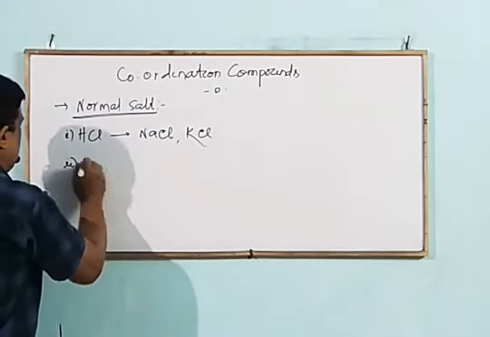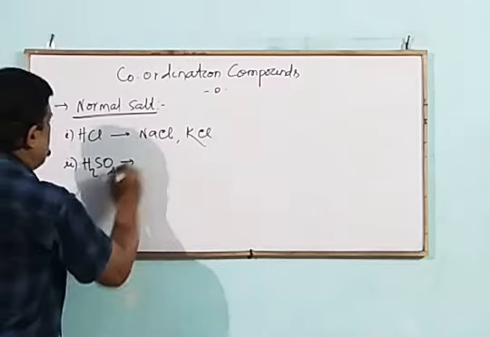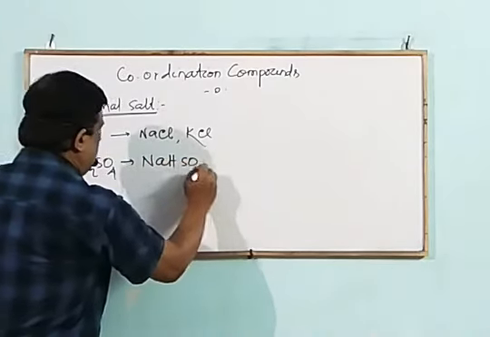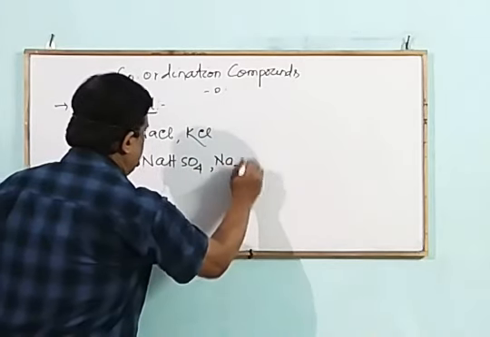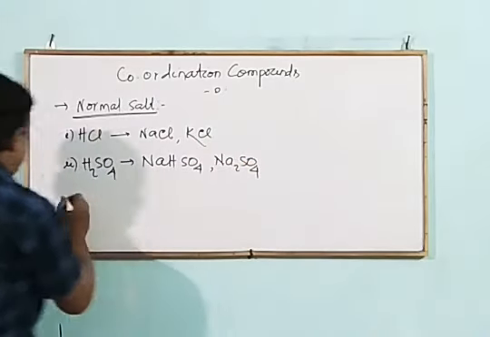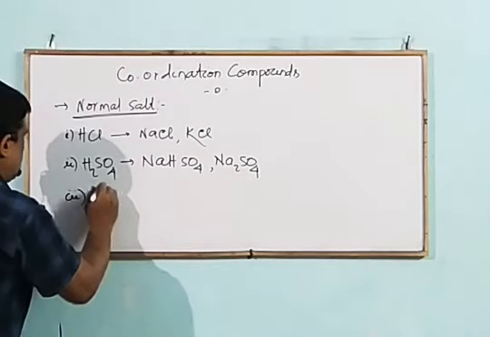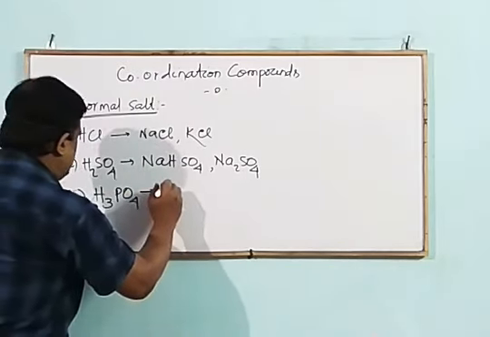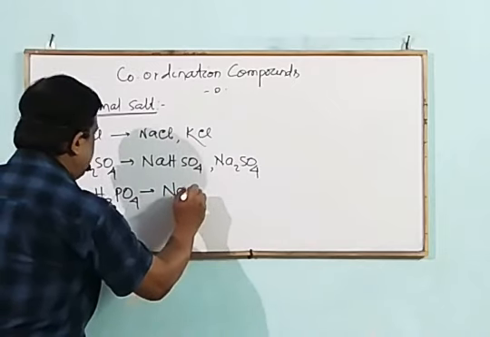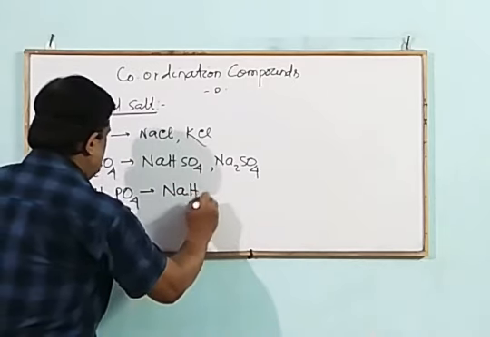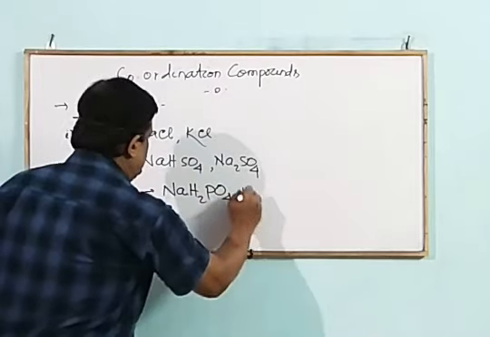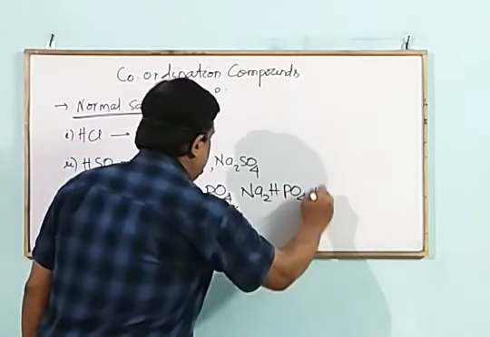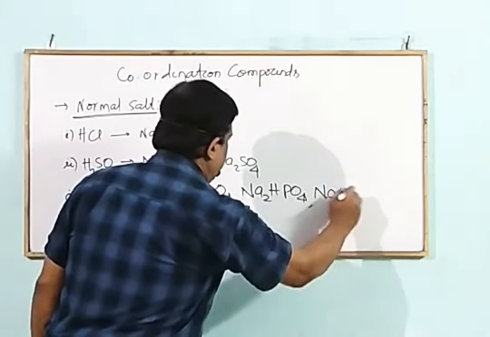H2SO4, sulfuric acid, provides two types of salt, that is NaHSO4 and Na2SO4. H3PO4, phosphoric acid, provides three types of salt, that is NaH2PO4, Na2HPO4, and the last is Na3PO4.